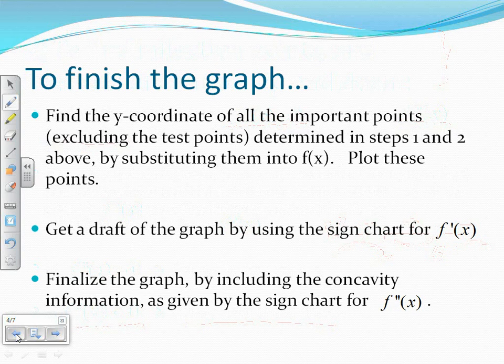And to finish the graph, we may graph some of the y-coordinates of the important points found in steps 1 and 2. We're going to use the f prime chart and f double prime chart to get our directions, rising, falling, concavity kind of information, all going on the final graph. Okay, let's take a look at an example.